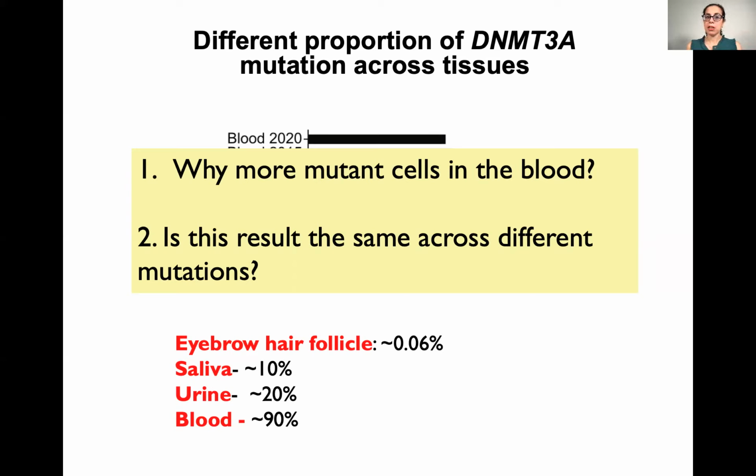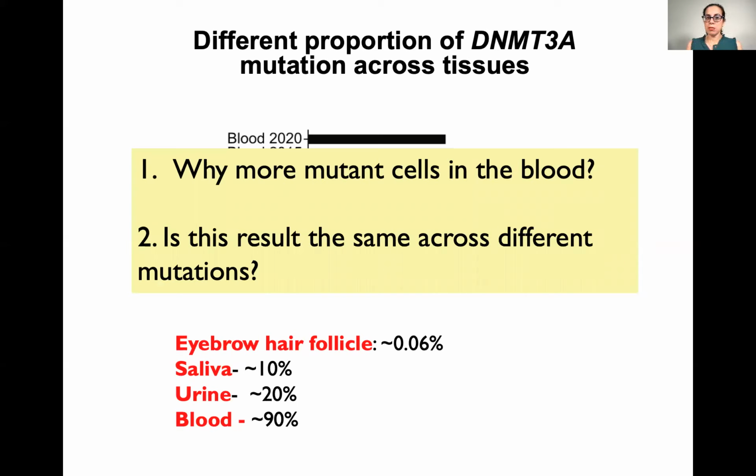But we think that by learning from those individuals, and we really urge those individuals to come forward and volunteer to participate in the study, we can learn how DNMT3A mutations change our tissues differently. So this is one of the things that we're still working on and trying to understand.